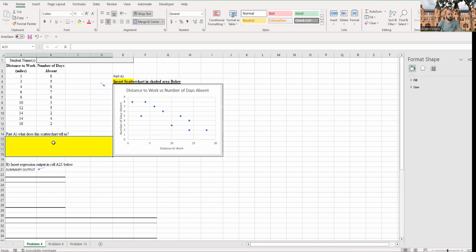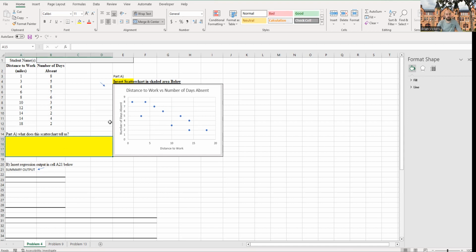So what is this telling us? And we would just answer exactly that. There appears to be a negative linear relationship between the two variables, that the further a person lives from work, the more likely they are to have a higher number of days absent, right? That's what we would write in part A.